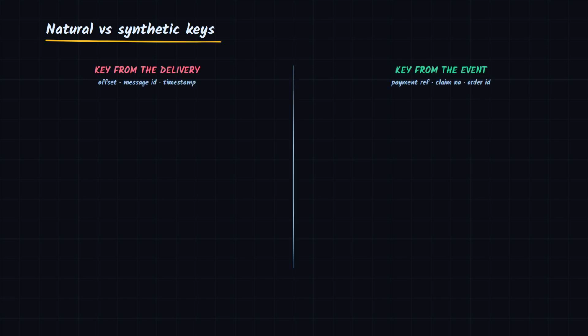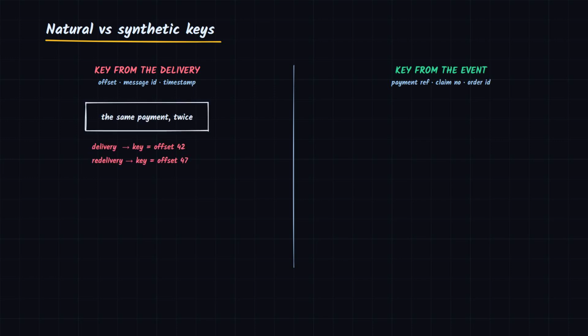The best key is one that already exists in the business, because then it is meaningful and stable by nature. A payment reference, a claim number, an order ID. If the message is about a real thing that has an identity, use it, and your dedupe becomes a statement about the domain. This payment has been applied.